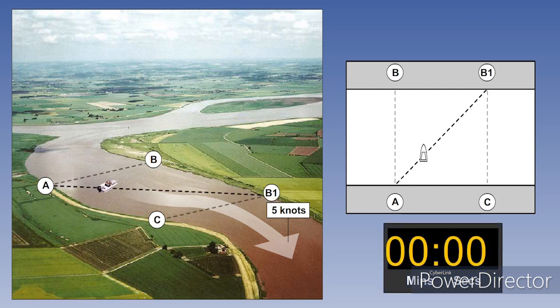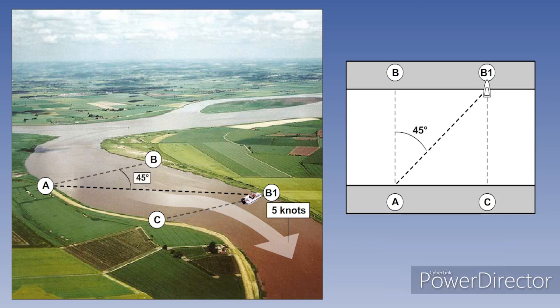After 1.5 minutes, we'll be here. 1/8 of a nautical mile across the river, 1/8 of a nautical mile downstream. After 3 minutes, we're here. 1/4 of a nautical mile across and 1/4 of a nautical mile downstream. After 6 minutes, we're here. 1/2 a nautical mile across and 1/2 a nautical mile downstream.